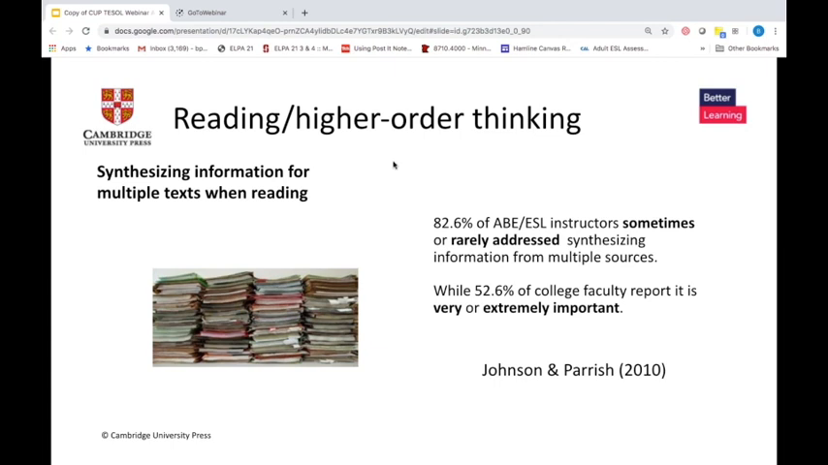And we found many of the same things that Jeanne talked about. One that really stood out for me was that college faculty said that being able to synthesize information from multiple texts, multiple sources, is extremely important for success. 52% said that was extremely important in their settings. However, we asked adult education teachers and high-level ESL teachers how often they taught that skill, and 82% said they rarely or never addressed those skills in their instruction.